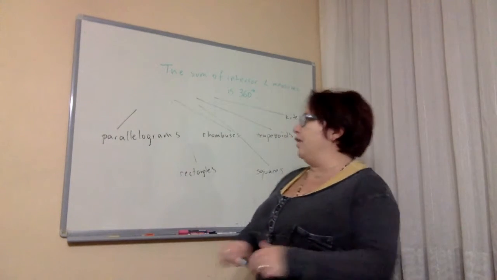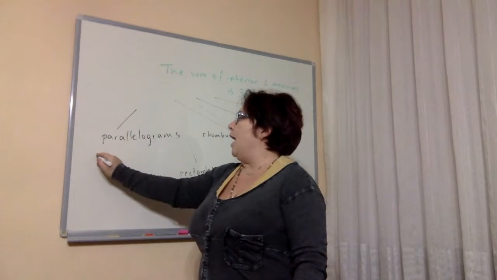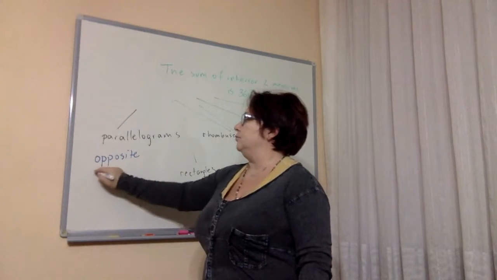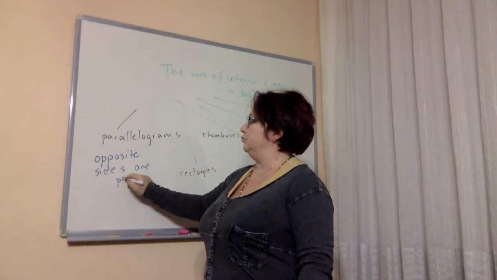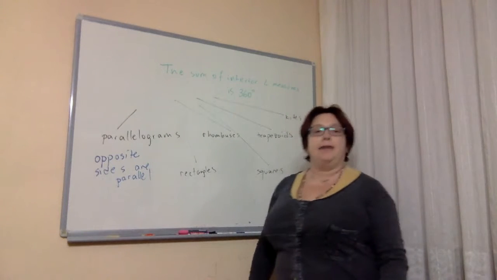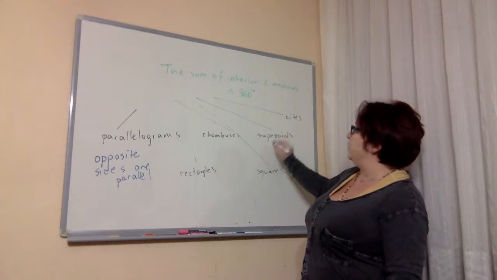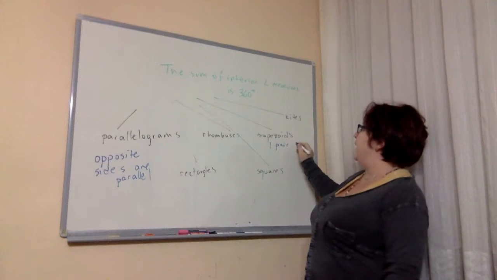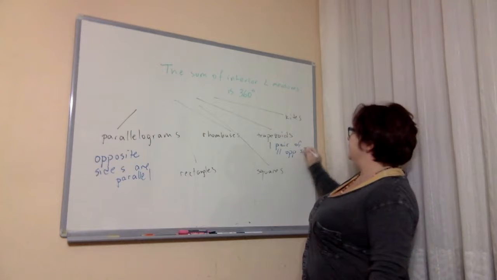Parallelograms are defined as quadrilaterals where opposite sides are parallel. So both pairs of opposite sides are parallel in a parallelogram. In a trapezoid, on the other hand, we only have one pair, and only one pair, of parallel opposite sides.